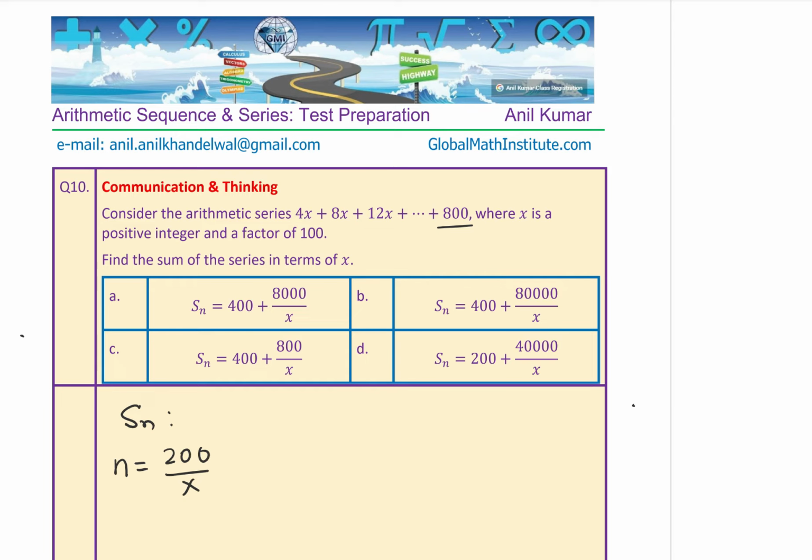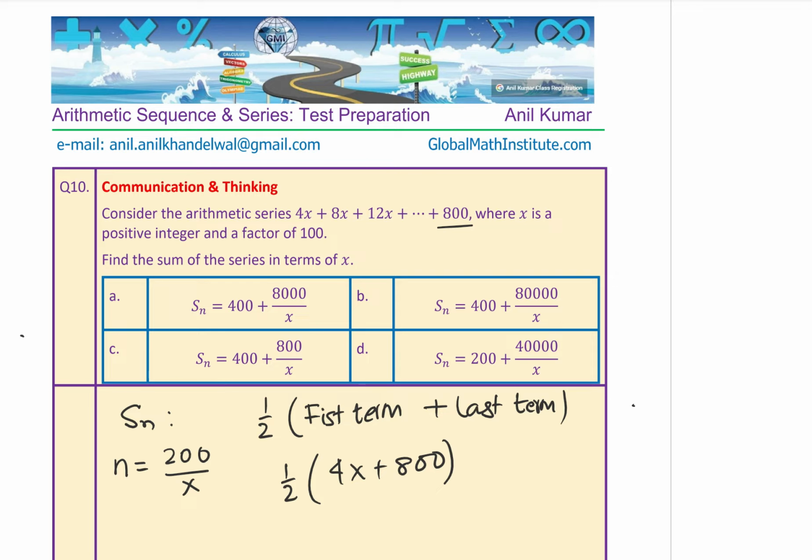So we can use the formula, which is half of first term plus the last term, we can use this formula, right? So first term is 4x, so we can say half of 4x plus 800. That times the number of terms, times n, correct. So that can give you the result. We know what n is. n is 200 over x. So let me just substitute this value.